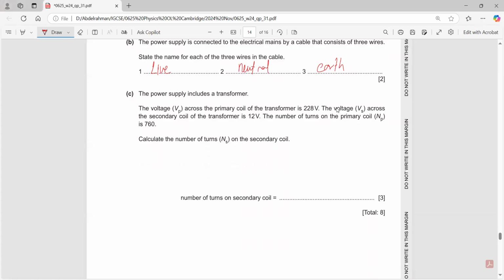The power supply includes a transformer. You have the VP, VS, and you need to find the NS. VP over NP equals VS over NS. So what is VP? 228 over NP, which is 760, equals VS, which is 12, over NS. If we cross multiply, the number of coils would be 40. 12 times 760 divided by 228 would be 40.